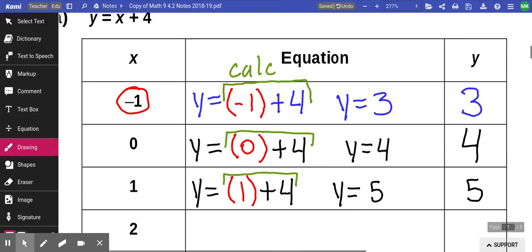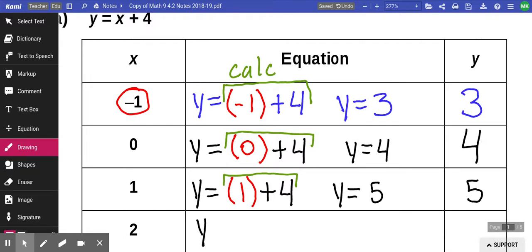The last one here, x equals 2. So I'm going to change x to 2.